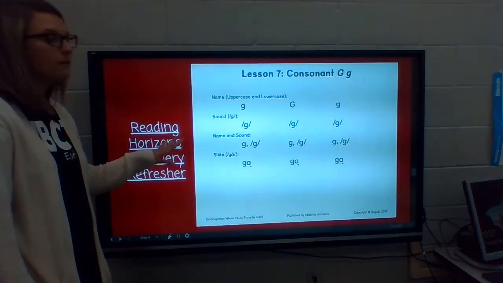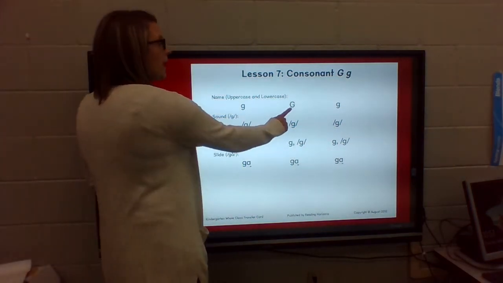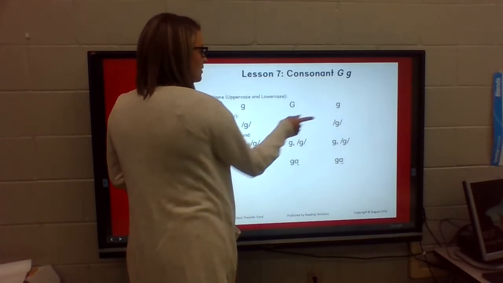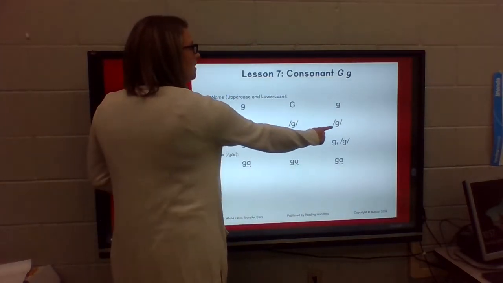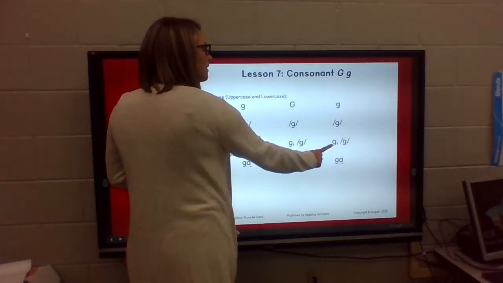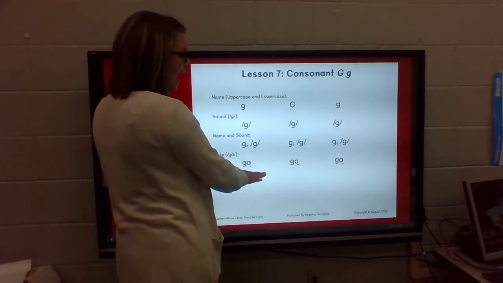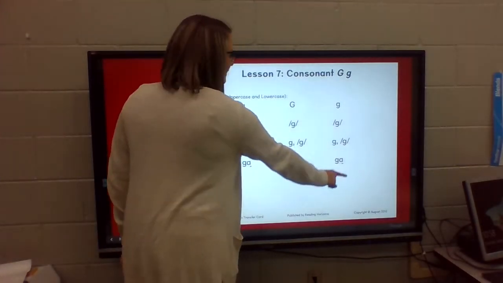Oh, there's already some words up there. All right, we'll quickly review the letter G. Lowercase g, uppercase g, lowercase g. G, g, g. Then our slide is ga, ga, ga.